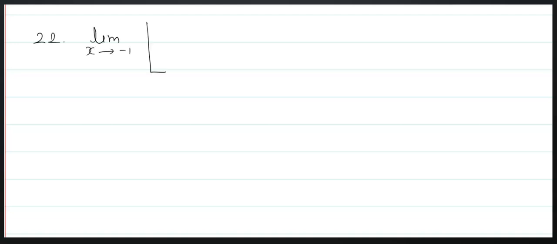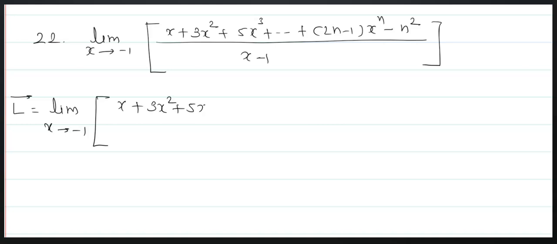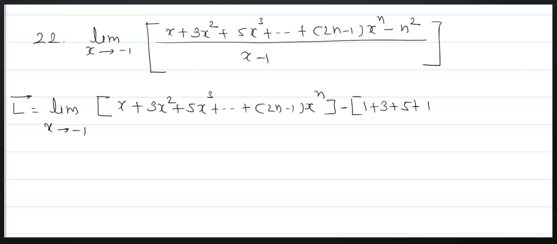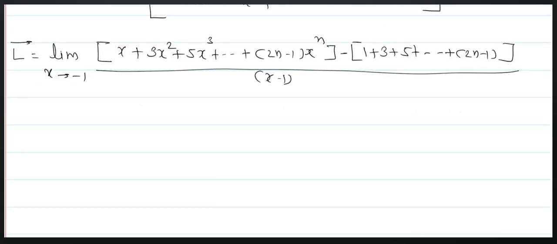Question 22: limit x tends to minus 1, 1 plus 3x square plus 5x cube plus dash dash plus (2n minus 1) x raised to n minus 1, minus n square, upon x minus 1. This is a big problem. Limit x tends to minus 1. Now see this sequence. There is a minus n square, and it is written like this: 1 plus 3 plus 5 dash dash up to 2n minus 1, upon x minus 1.